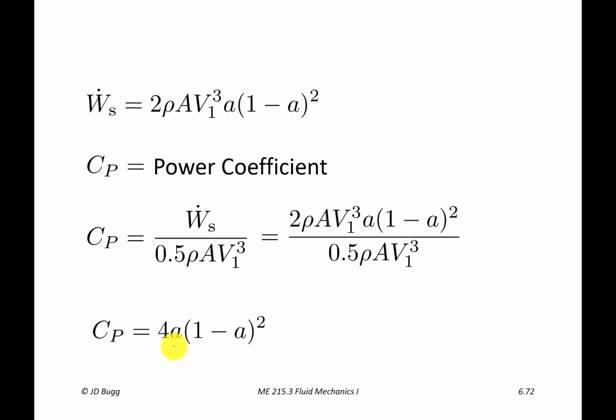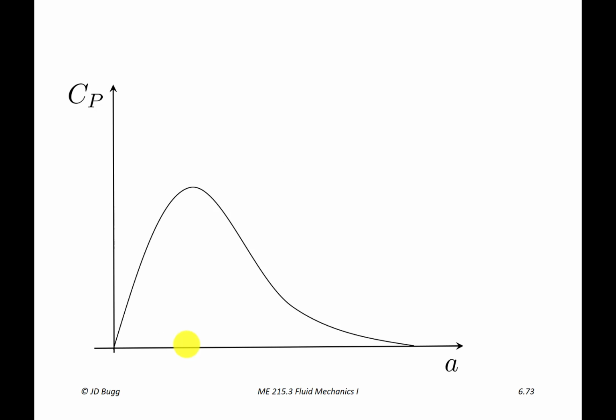Now, we want to explore what this relationship looks like. So we can easily plot CP as a function of A, and that plot looks like this. So CP versus axial induction factor. Just took the equation on the previous slide and plotted it. Well, there's lots of interesting things here. First of all, we notice that CP is 0 if A is 0.